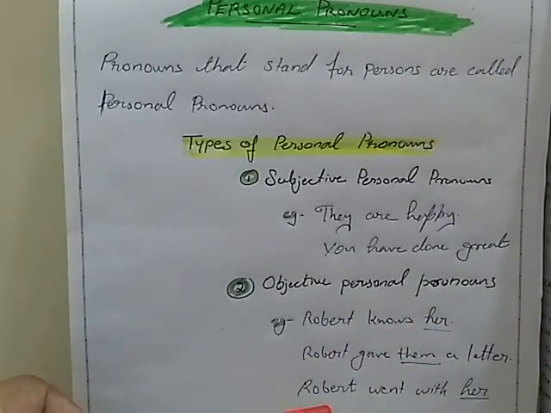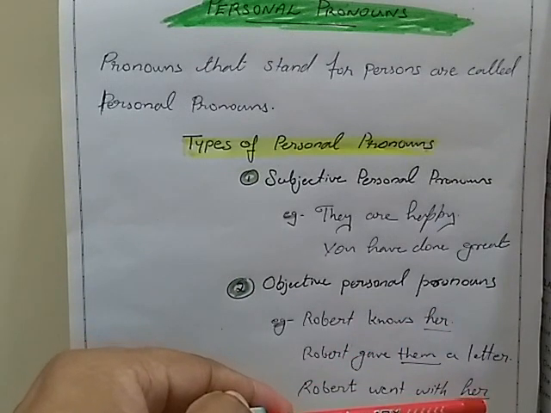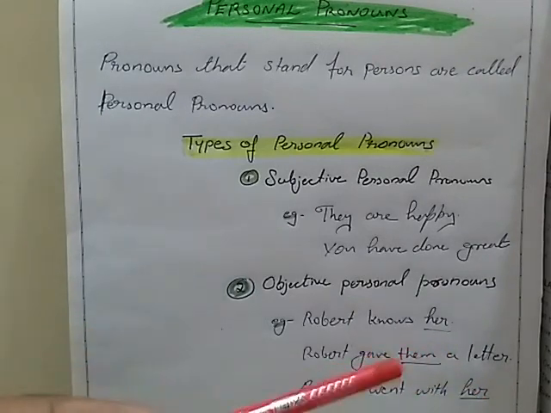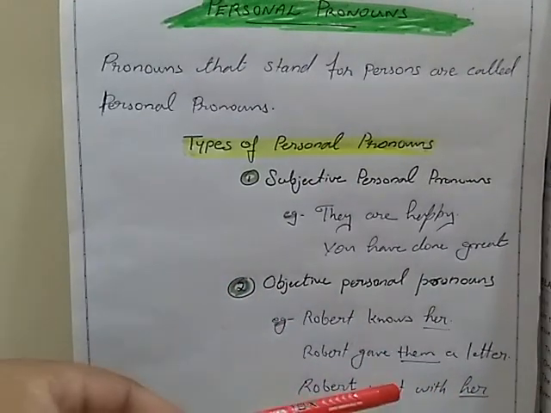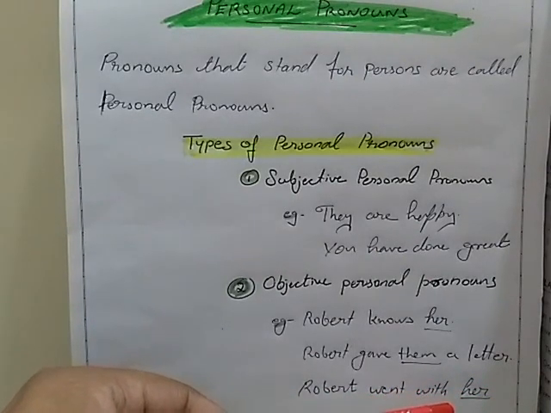And the last example we can see, Robert went with her. The pronoun here is used as an object of a preposition. Object of a preposition with. Robert went with her. With is the preposition, and we used the object of the preposition, her. I hope you understood this.